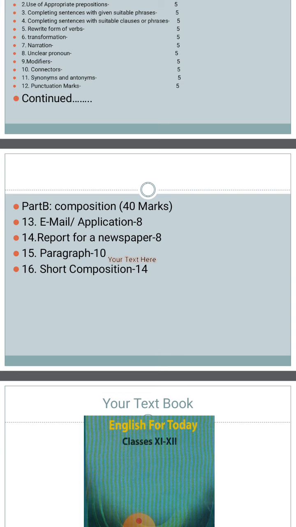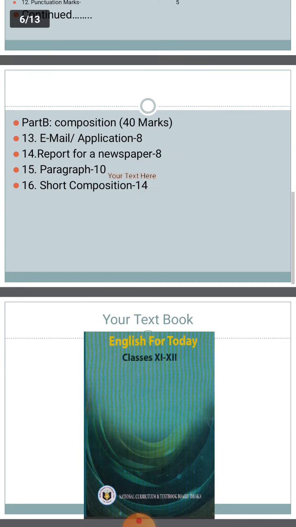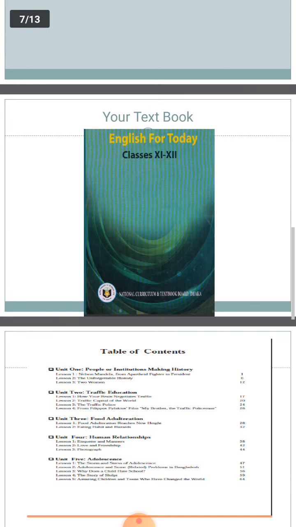Then, this is the first class, and you will be asked to buy a textbook from any bookshop, bookstore, only 70 to 80 taka, and this is your textbook, and the name of your textbook is the same as it was in your early classes. This is called English for Today, classes 11 and 12, National Curriculum and Textbook Board.